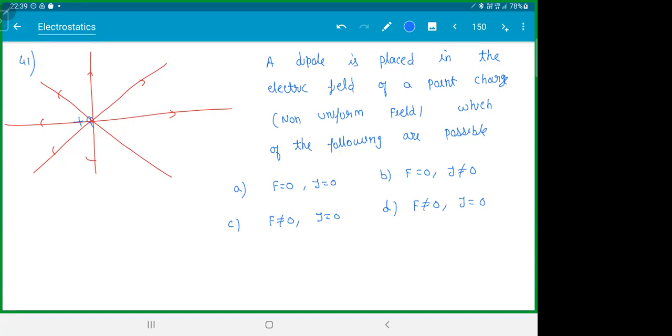Can I get F0? Think about this thing. To make F0, what should happen? The force should be equal and opposite, right?